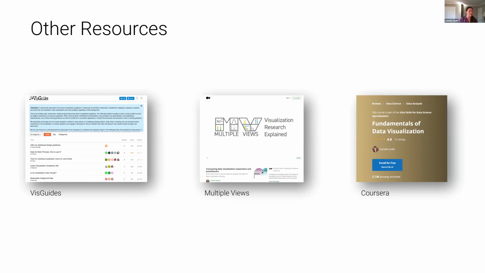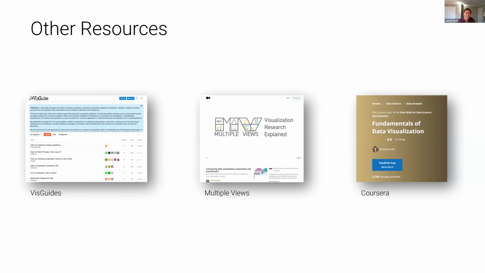A few resources that I want to call out here are things like VizGuides. VizGuides is a community forum of researchers and practitioners where you can go ahead and raise questions about best practices and get a good discussion and lots of pointers to references and whatnot from the community about effective data representation.